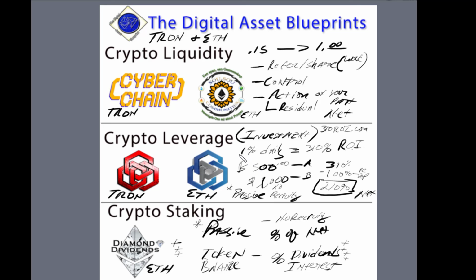However, you need the seeds. You need that liquidity. Once you have that, it's going to work. And then you have Diamond Dividends, which is pure staking, pure dividend interest for the rest of your life. All of these are lifelong resources because they're on the Tron or Ethereum smart contract blockchain. So please continue to use the digital asset blueprints so that you can begin having digital asset wealth for you and your families.